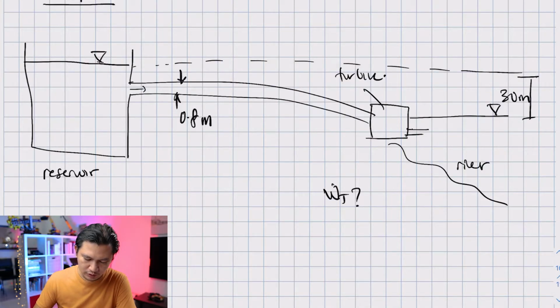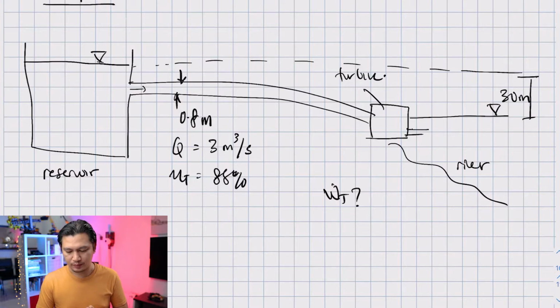And it's also given to us that the flow rate Q is equal to 3 meter cube per second, and the turbine efficiency, which is eta T, is actually 88%. Now, when you look at this problem, first of all, we know that the scale is huge.